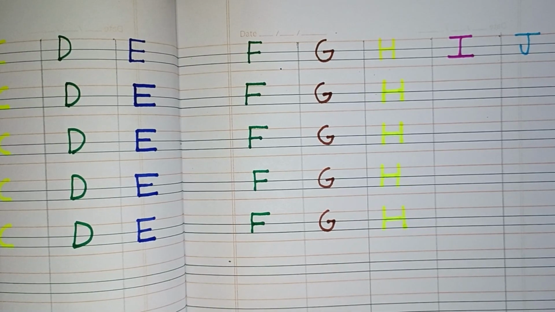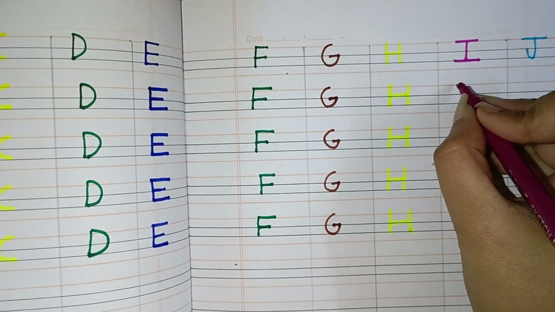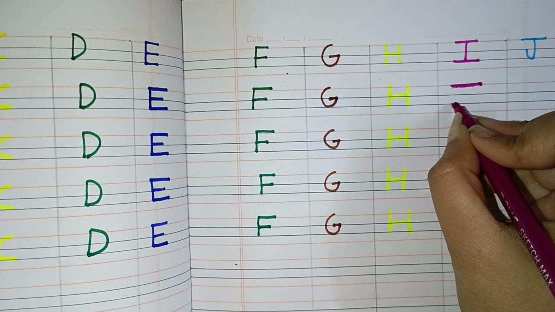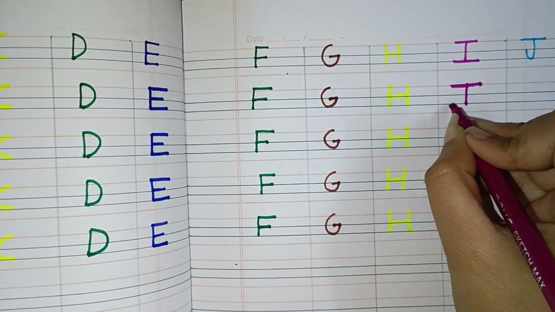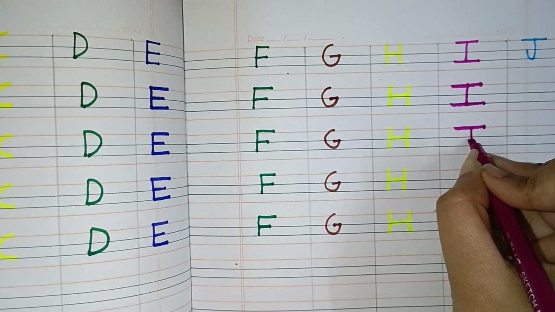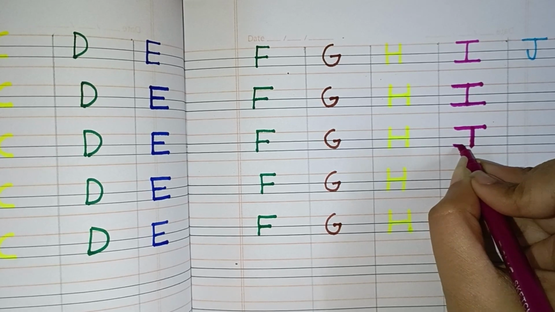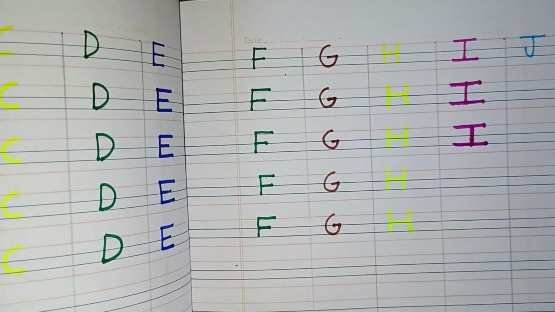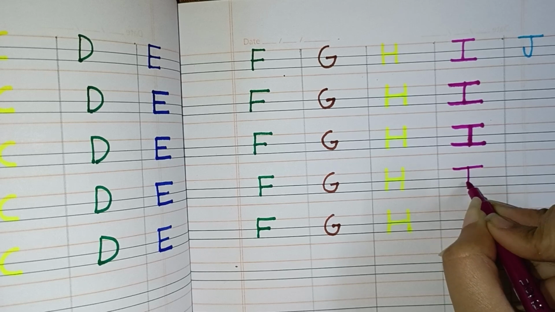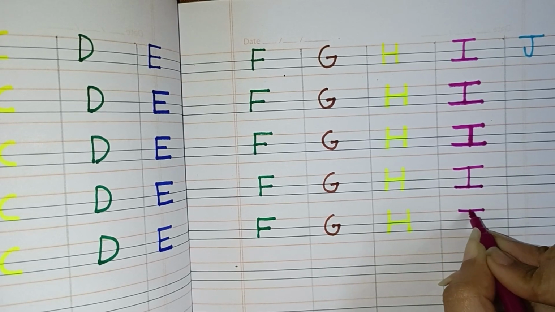Now when they have learned to write letter H, we will teach them to write letter I. They have to draw a sleeping line, a standing line, and again a sleeping line. This makes letter I.